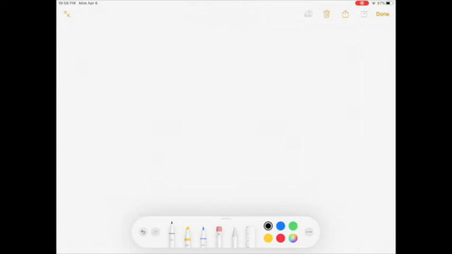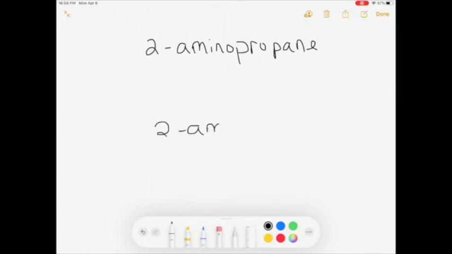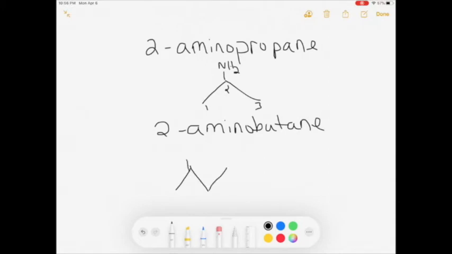Okay, I have one more example here for you. 2-aminopropane and 2-aminobutane. So we're going to figure out which of these molecules is chiral. So propane would just be, we have 1 carbon, 2, 3, and then we have an amino group on 2, so NH2, and then 2-aminobutane. We have 1, 2, 3, 4 carbons, so it's going to go on the 2, NH2.